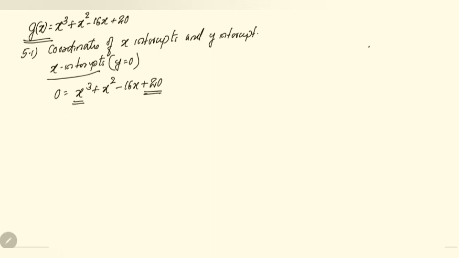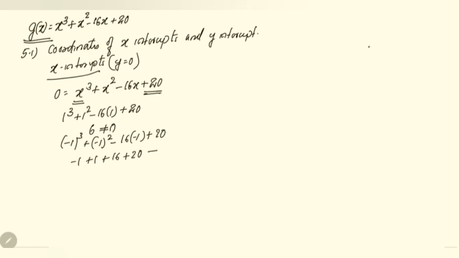So it's going to be what? 1 cube plus 1 square minus 16 times 1 plus 20. When you do this, you will get 6, which is not equal to 0. So 1 is not a solution, isn't it? Let me try with minus 1. That is minus 1 cube plus minus 1 square, minus 16 times minus 1 plus 20. It's not going to give you 0. This is going to be minus 1, then plus 1, then plus 16, then plus 20. It's not equal to 0 definitely.